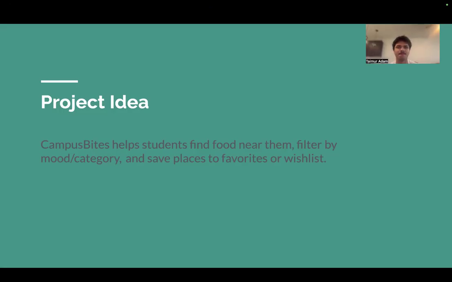type of food. Another important part of this app is that users can save places to either their favorites or their wish list. Favorites are for places they like, and wish list is for places that they might want to try later. I wanted the app to feel useful for a real student because a lot of times students want something fast and something that's nearby without having to search through a bunch of random results manually.